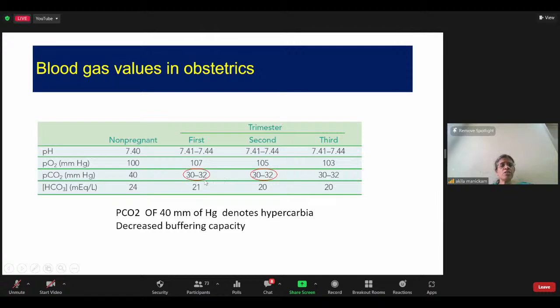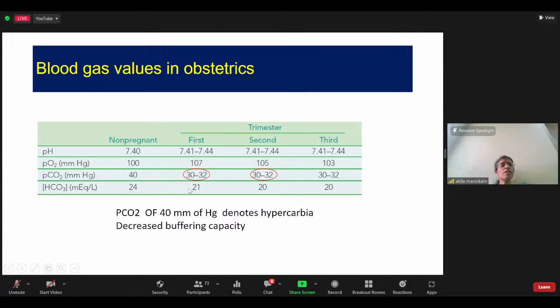The primary reason for decrease in PCO2 levels is the increase in minute ventilation, which is mediated by your progesterone, which ultimately leads to increased alveolar ventilation. In order to compensate for this, there is excretion of bicarbonate. So the bicarbonate level is always in the range of 20 to 21 milliequivalents per liter in any pregnant patient.